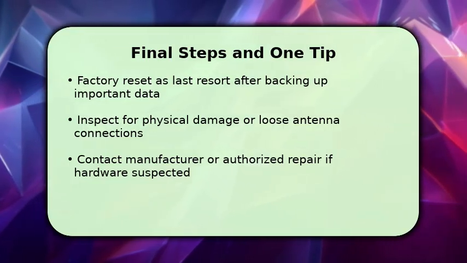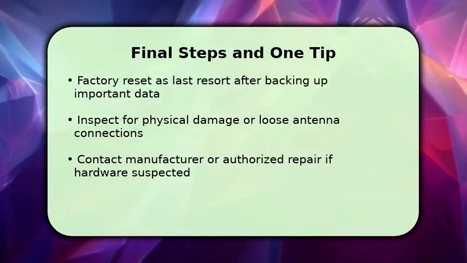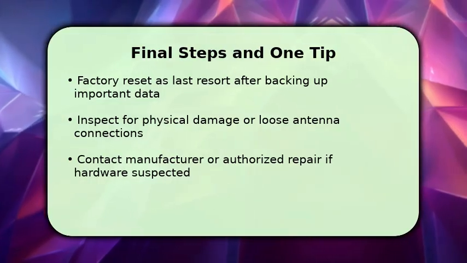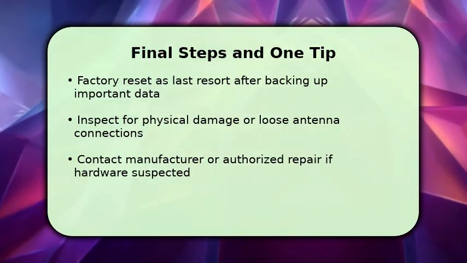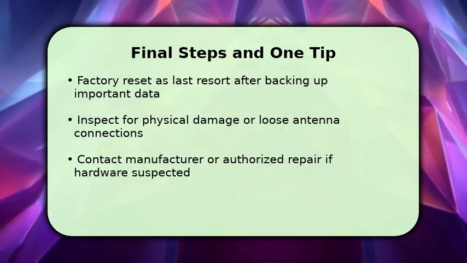Also inspect the device for drops or water damage that can break the antenna. Physical faults need repair. If problems remain, contact the manufacturer or an authorized repair service. Quick troubleshooting tip: if the toggle still fails after reset, the issue is most likely hardware.